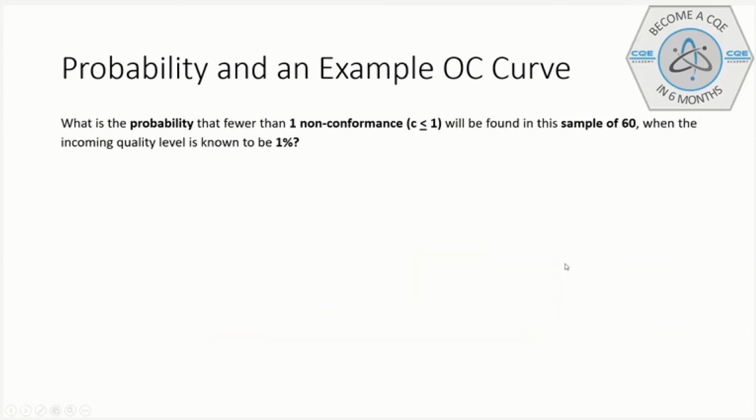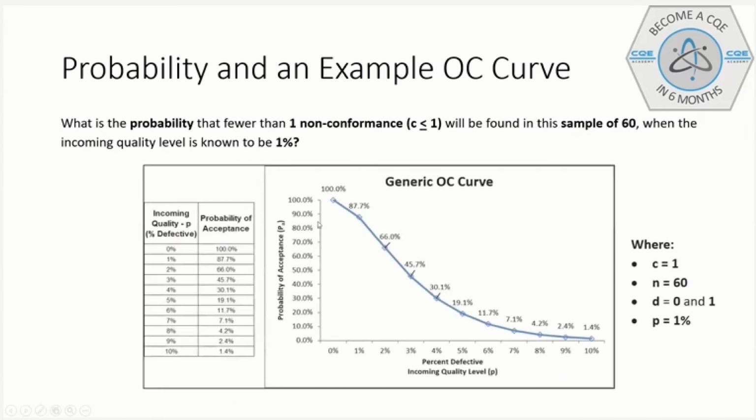So let's see what that looks like graphically. So here's that problem statement, and here's our OC curve for this given sampling plan. So what we just calculated is this data point right here. So when our incoming quality level is 1%, the probability of acceptance is 87.7%. As our incoming quality level changes, the probability of acceptance falls. So essentially all we have to do is repeat this calculation at different levels of our incoming quality. These 3 things would stay the same, this variable would change, and then of course we just calculate these different probabilities of acceptance. So this is how we create the OC curve.